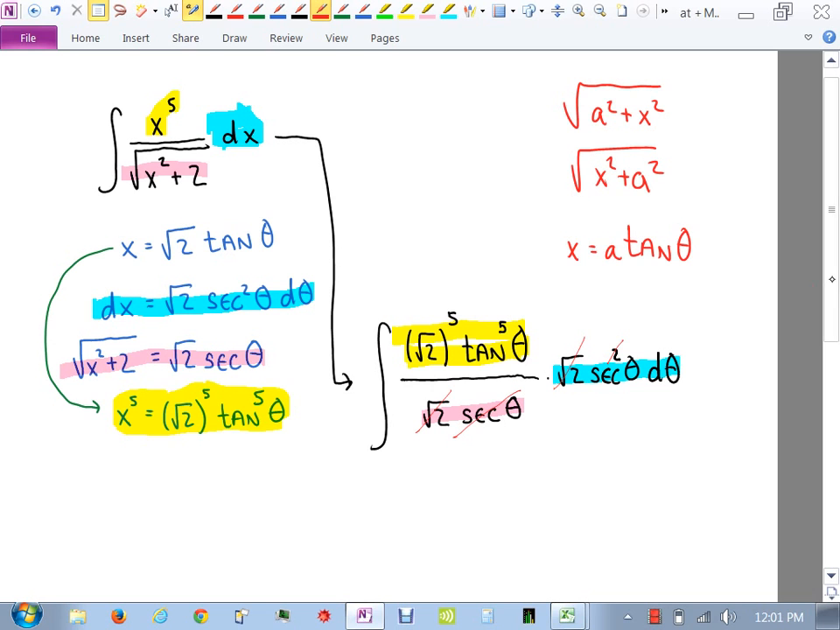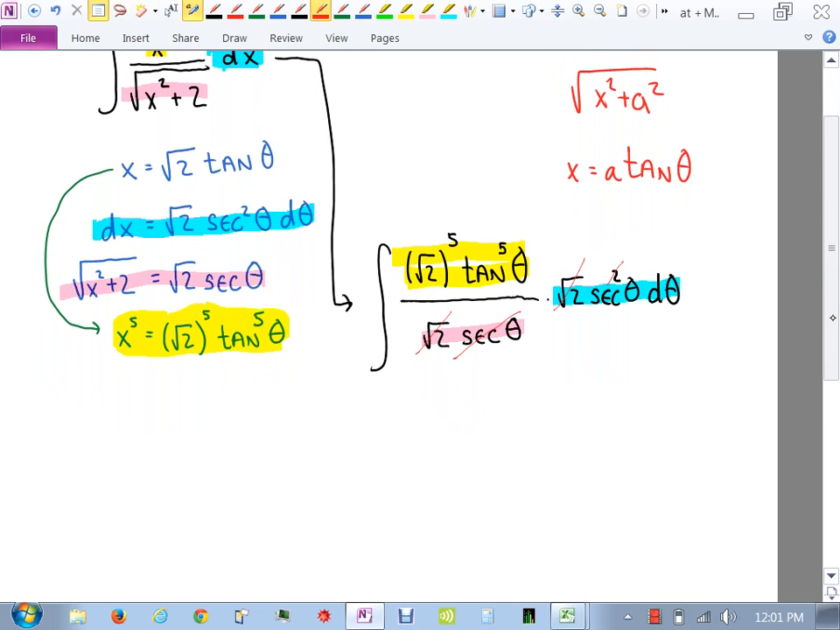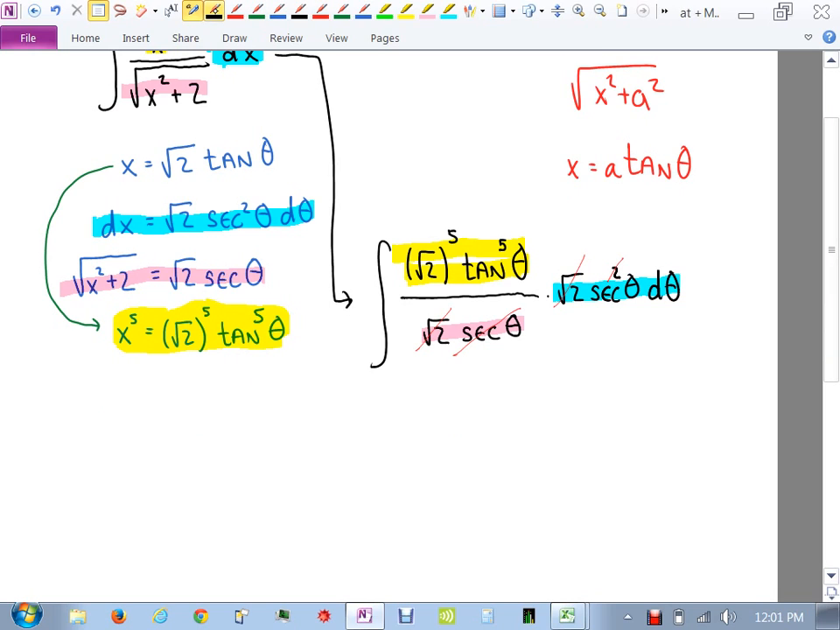Let me see. I'm canceling some things out. Some root 2's go away. One of the secants goes away. The root 2 to the fifth power is a constant, right? So I'm going to pull that out. I have root 2 to the 5th power. You know what? This is calculus. How about I write that 2 to the 5 halves? Square root of 2 to the 5th power is the same as 2 to the 5 halves. And then I have tangent to the 5th power secant theta d theta.